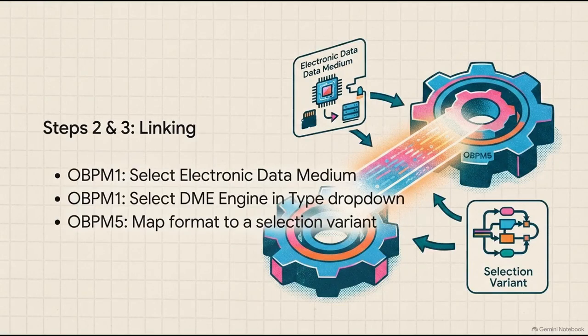Now for Steps 2 and 3. This is where we link that PMW to our graphical tree. Inside T-code OBPM1, the absolute make-or-break moment is the type dropdown. You have got to select Electronic Data Medium and then choose DME Engine. Why? Because this explicit setting forces SAP to totally abandon those hard-coded ABAP programs and look for your custom graphical layout instead. Plus, you'll use T-code OBPM5 to map that format to a selection variant, which gets everything ready for automated file creation through F110.